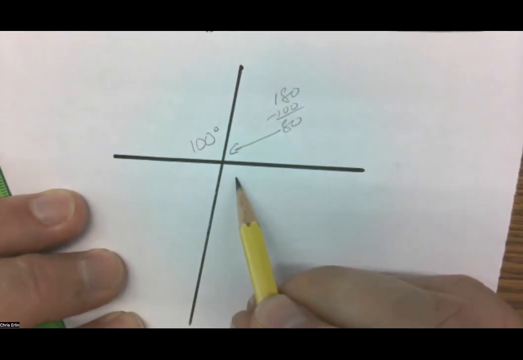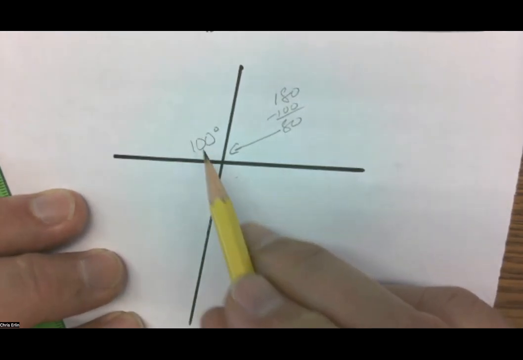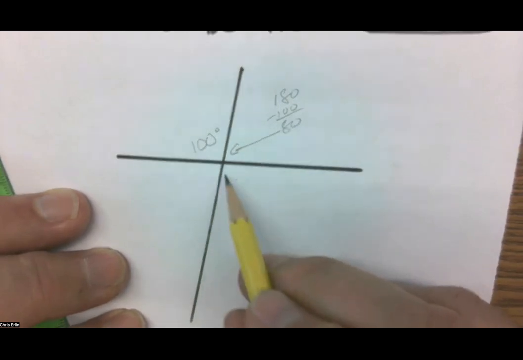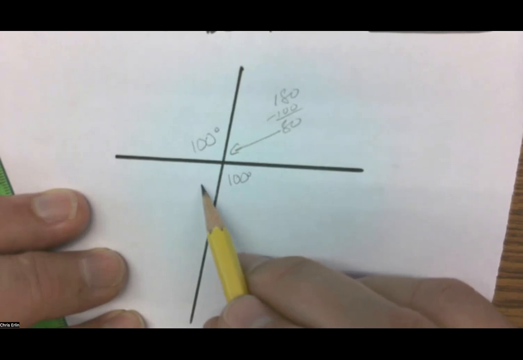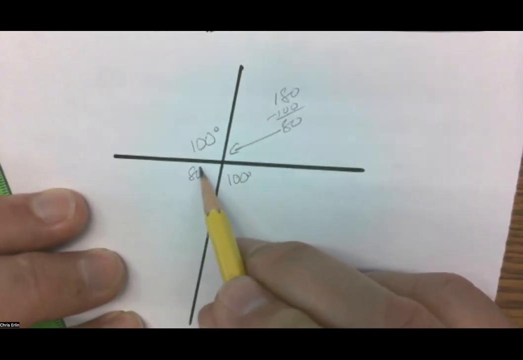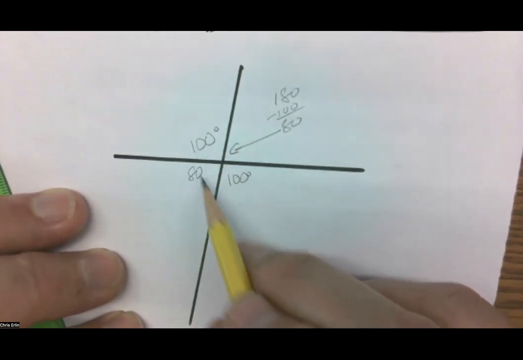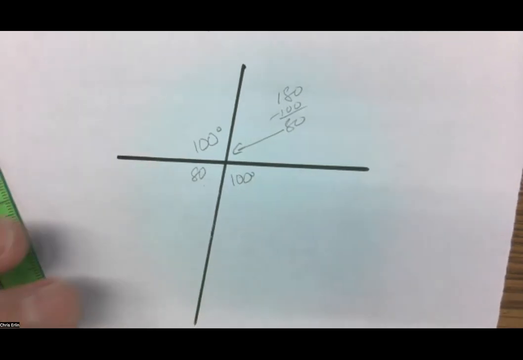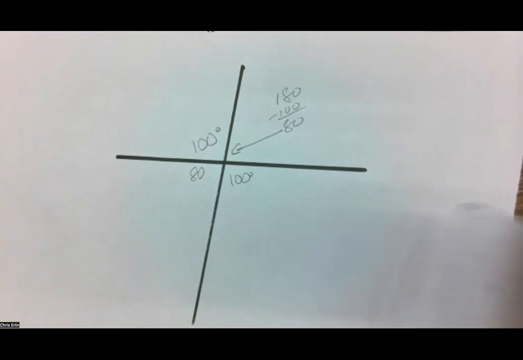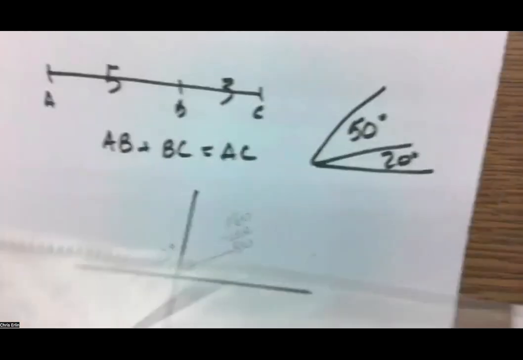What about this angle over here? 100, because what's its relationship to this one? Vertical. And vertical angles are congruent. So that's got to be 100. How about this one? 80. Either because these make a linear pair, or these make a linear pair, or these are vertical. But what I want to do is bring in one from the North Shore and one from the South Shore.